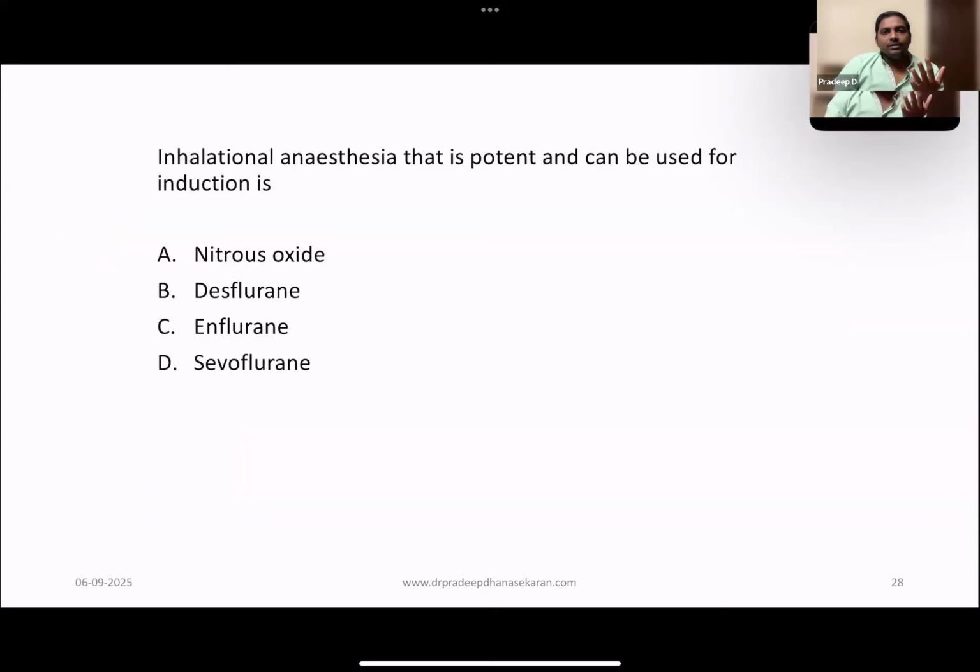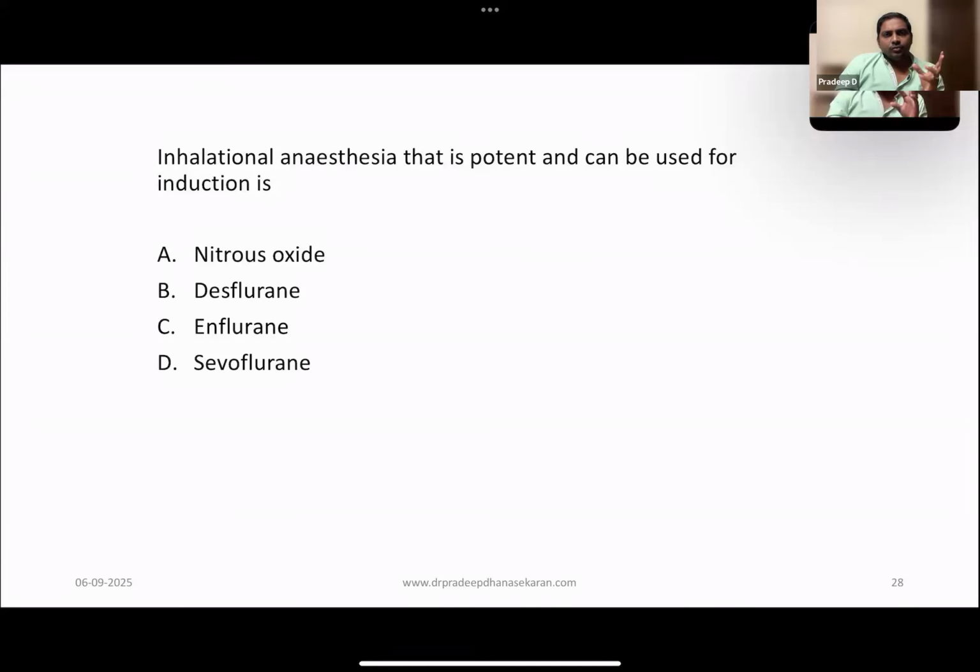So we have completed local anesthetics, we have completed muscle relaxants. Now we'll discuss general anesthesia. In general anesthesia, we have inhalational anesthetics and intravenous anesthetics. This question is related to inhalational anesthesia: the inhalational anesthetic that is potent and can be used for induction. Induction is when you induce the patient.